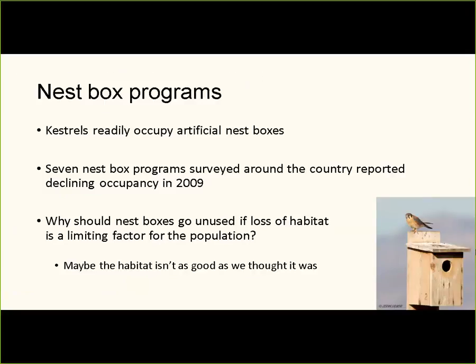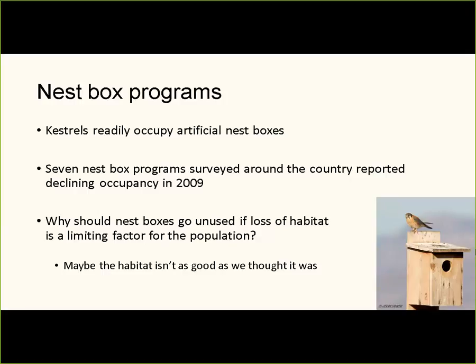Well, fortunately, we've got a useful tool for figuring it out, which is nest box programs. Kestrels take very readily to artificial nest boxes put up for their use. They're secondary cavity nesters, but it doesn't have to be a woodpecker hole. Human-made cavities can work just fine, which is convenient for us. So there have been nest box programs set up for these birds all across the country. And for other birds like bluebirds and tree swallows, nest box programs actually sort of single-handedly rehabilitated those species. They were previously declining. Nowadays, bluebirds are on the mend.